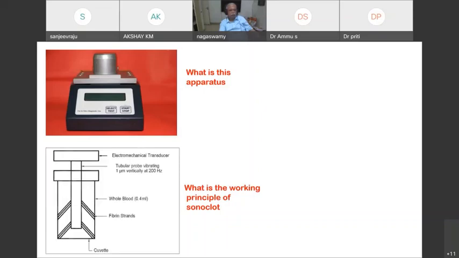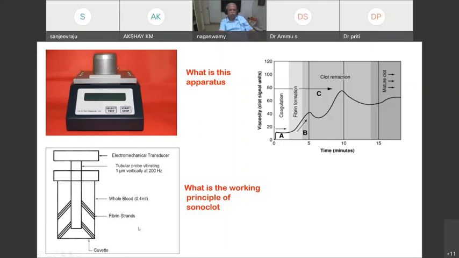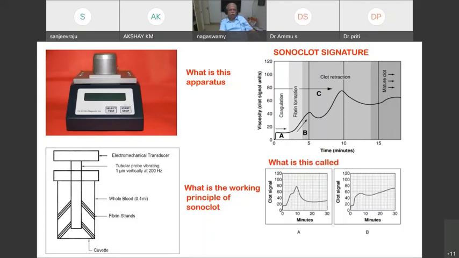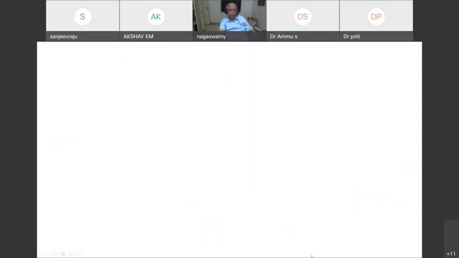The working principle is an electromechanical transducer, a tubular probe vibrating. The whole blood is incubated and strands are formed. The whole thing is displayed as a graph, not like the regular graph that we get. They call it the Sonoclot signature. Fine signals appear, so this is a clot signal, depicted in amplitude. One is the previous normal and the other.